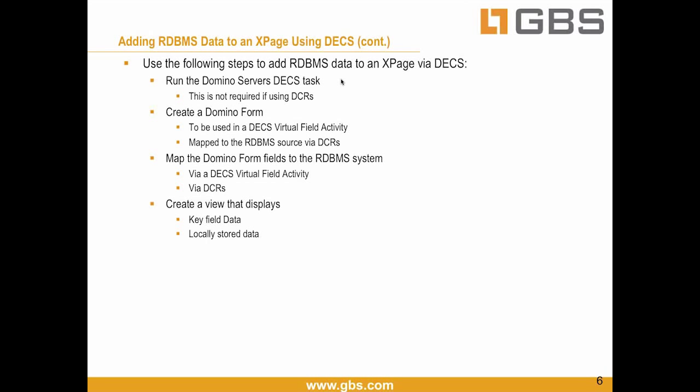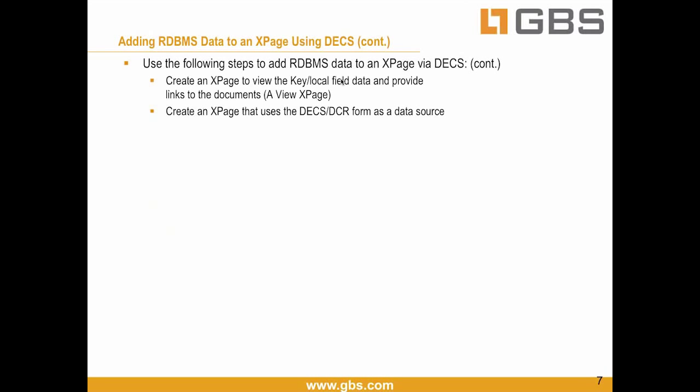So either a DECS or an LEI virtual field activity maps the Domino form fields to the relational database for your key records, and you create a view that's going to display the data, because we have to actually have some locally stored data in order to navigate the view columns. So we'll walk through these. Using those steps, you can then create an XPage to view the key local field data and the links to the document.